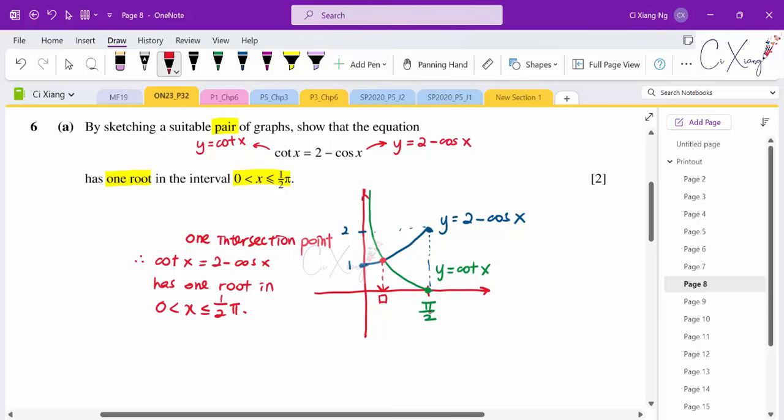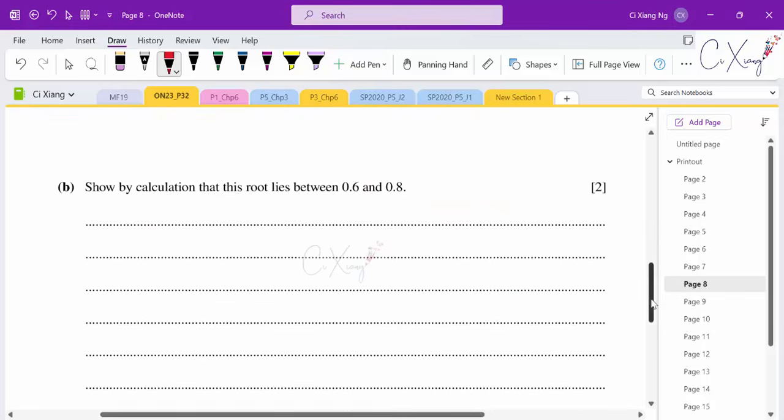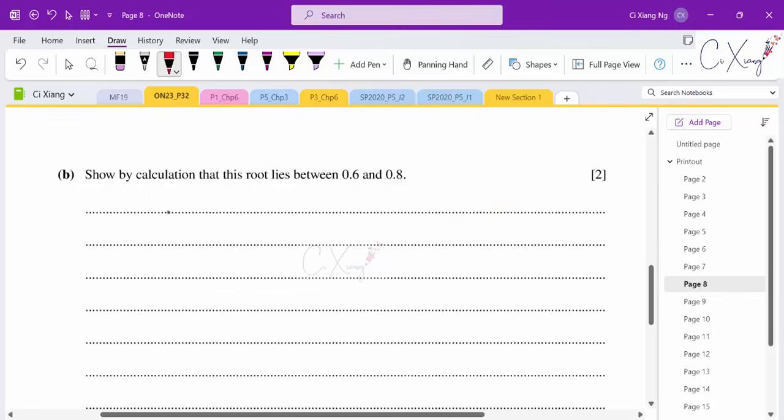So we are looking at the number of intersection points, and conclude how many roots we have for that particular equation. Okay, then let's proceed to part B. For part B, they want you to show by calculation that the root lies between 0.6 and 0.8. So for me, I'm going to use the sign change rule to prove that the root lies between 0.6 and 0.8.